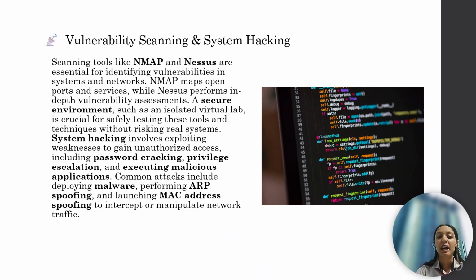Vulnerability scanning and system hacking. Scanning tools like Nmap and Nessus are essential for identifying vulnerabilities in systems and networks. Nmap, as I told earlier, is one of the safest tools to scan networks, and Nessus is another. A secure environment such as an isolated virtual lab is crucial for safely testing these tools and techniques without risking real systems. Common attacks include deploying malware, performing ARP spoofing, and launching MAC address spoofing to intercept or manipulate network traffic.